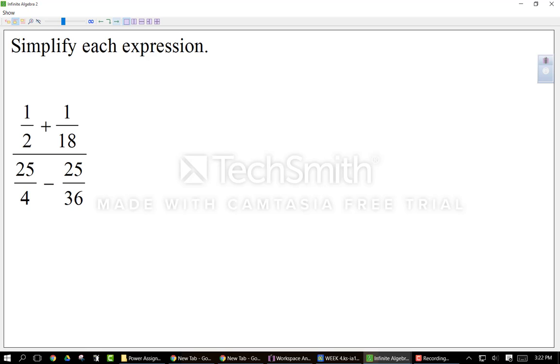Let's look at this particular problem. I have 4 denominators, the 2, the 18, the 4, and the 36. I need to find a number that all of those can go into. So if we know multiplication, this one's going to be easier than if we don't. Most of these will be easier if you know multiplication, like if we do really well with it. If we don't do well, then we're going to struggle.